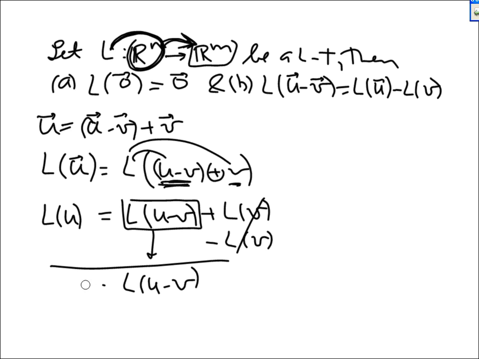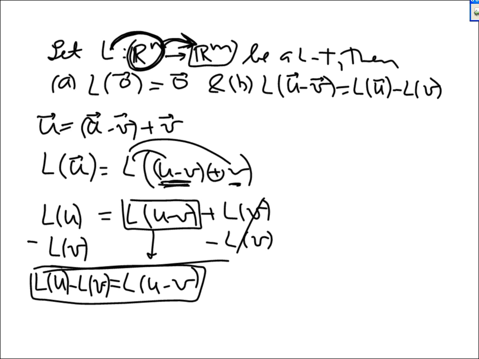And I will do the same on the left side. I will take away L of v. So I get L of u minus L of v. And that's exactly what I wanted to show: L of u minus v is L of u minus L of v.